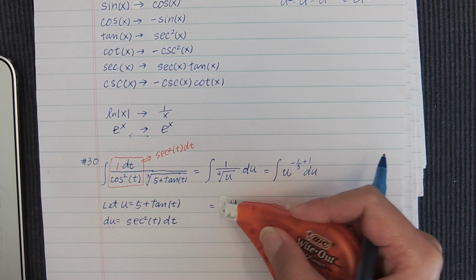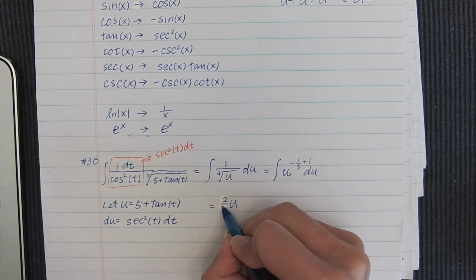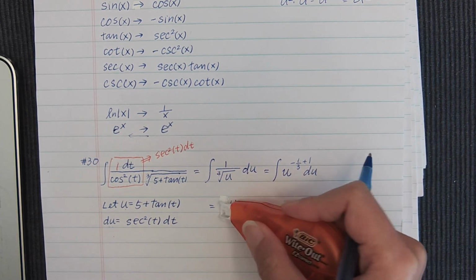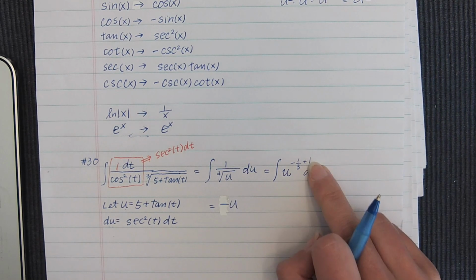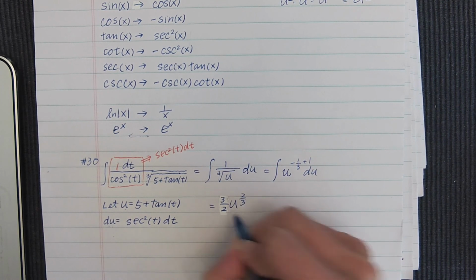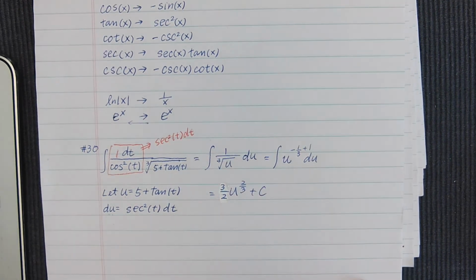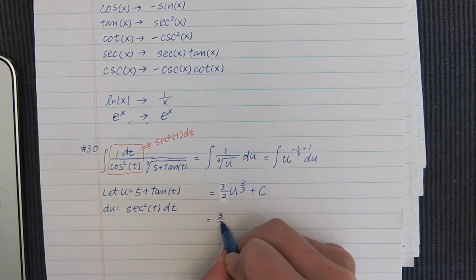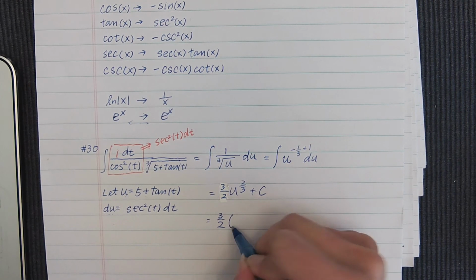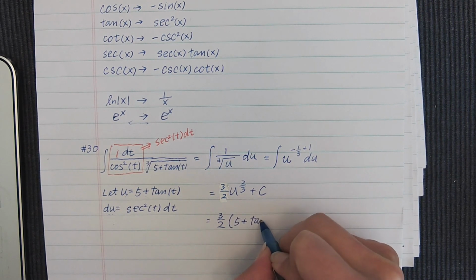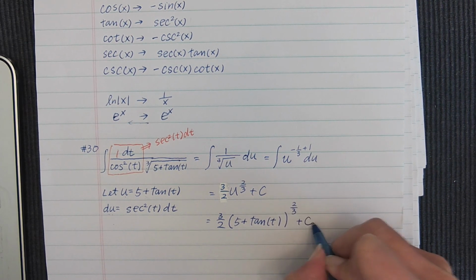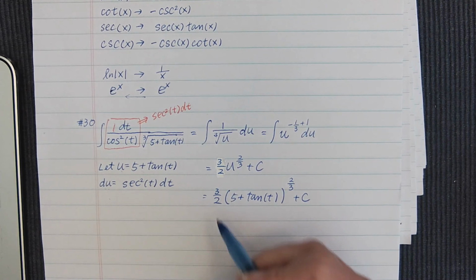My bad. Yes, 2 over 3, and then. Why am I writing the same thing? That's it. You add 1, so you're adding to get 2 over 3, so it will be 3 over 2, then plus c. So the answer is 3 over 2 times u to the 2 over 3, and u is the guy. I know it's a little messy, but that's my u: 5 plus tangent t, to the 2 over 3, plus c. Okay, this is your final answer.